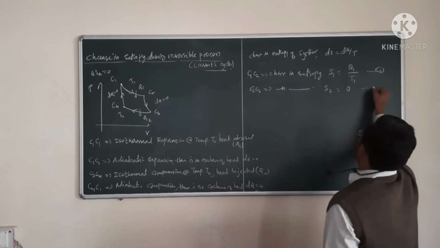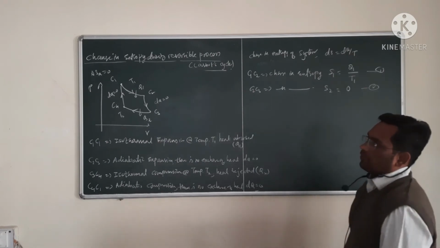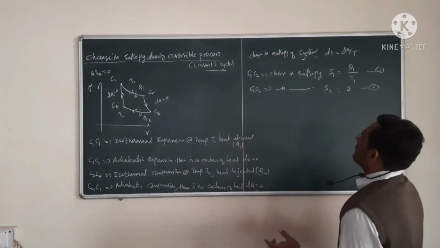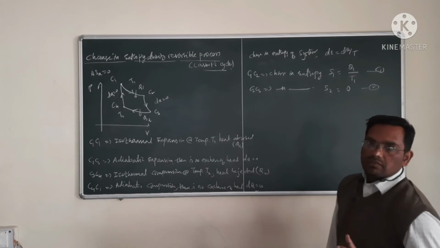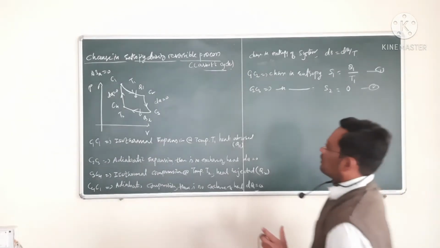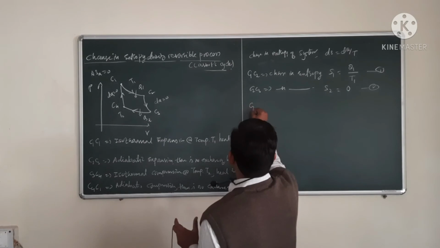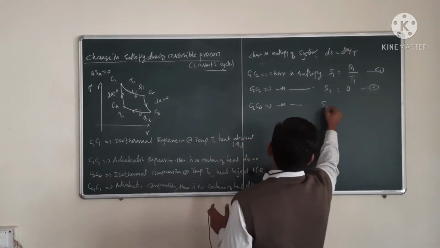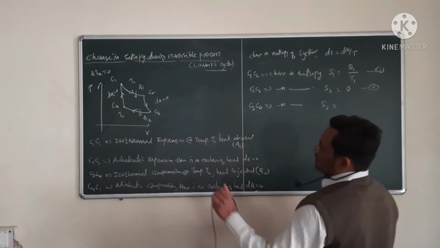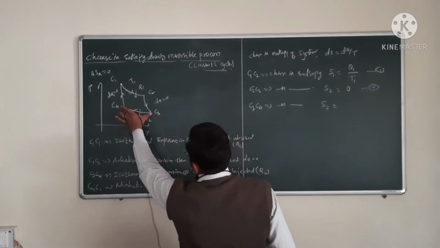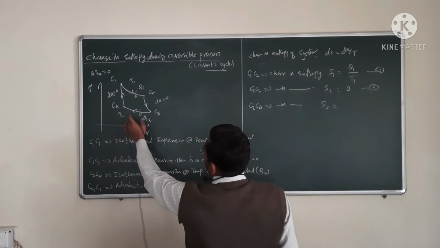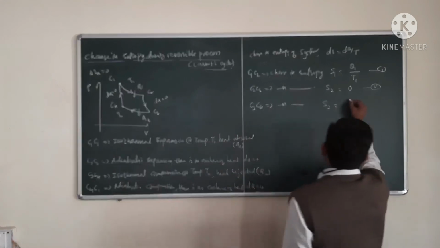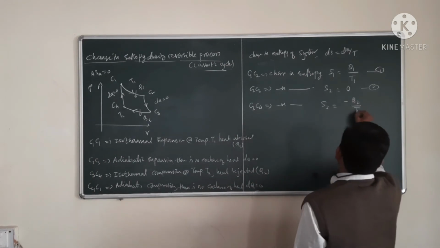So this is 0. Okay. So for the C2 to C3 process, there is no change in entropy. Entropy remains constant. Now for the C3 to C4 process, the change in entropy is S3 is equal to. Now the C3 to C4 process is isothermal compression, and the amount of heat energy rejected is Q2 at temperature T2. So our equation becomes minus Q2 divided by T2.